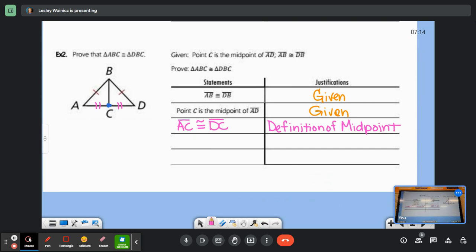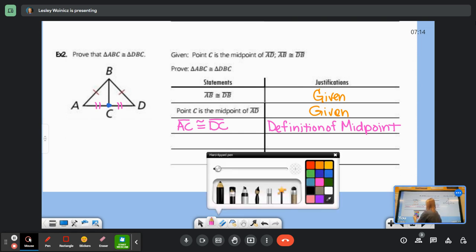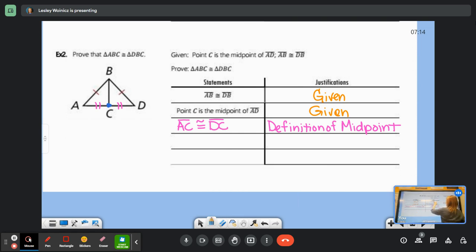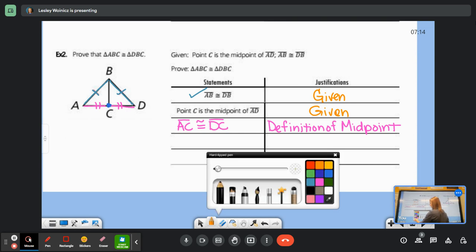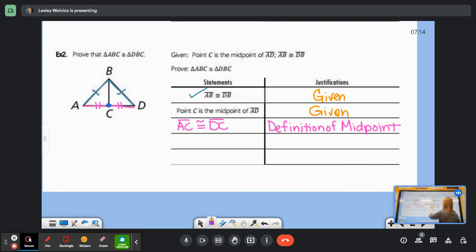Now, so far, we have these two sides congruent to each other. We've got my pink sides congruent to each other. I just need that last side, and fortunately, they share a side. So I'm able to use my reflexive property of congruence again and say that side BC is congruent to itself. BC is congruent to itself.